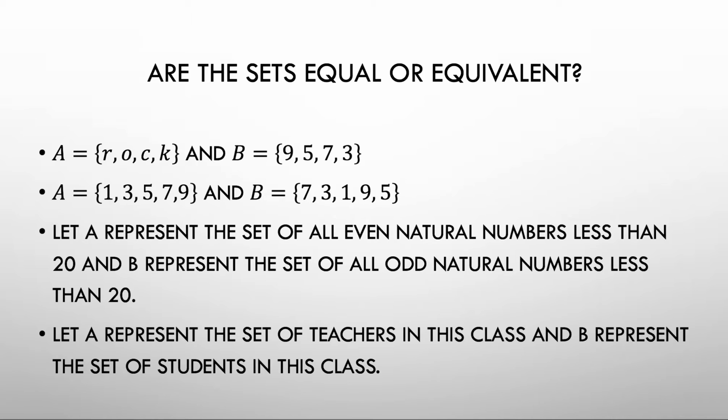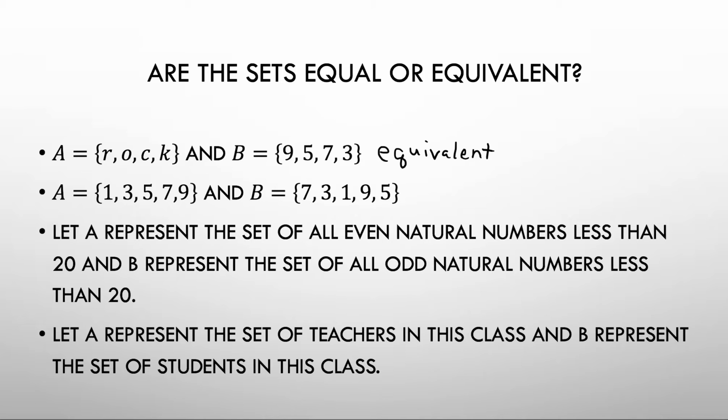If you look at the first one, where we have the letters ROCK in one set and 9573 in a second set, these sets are considered to be equivalent. Both sets have 4 elements in them. So the cardinality of set A is 4, the cardinality of set B is 4, so they are equivalent. They do not have the same exact values, but they have the same number of values.